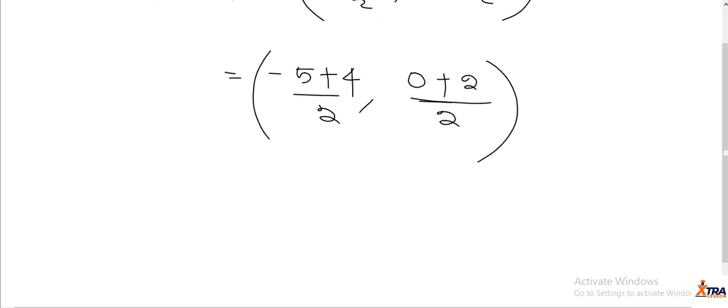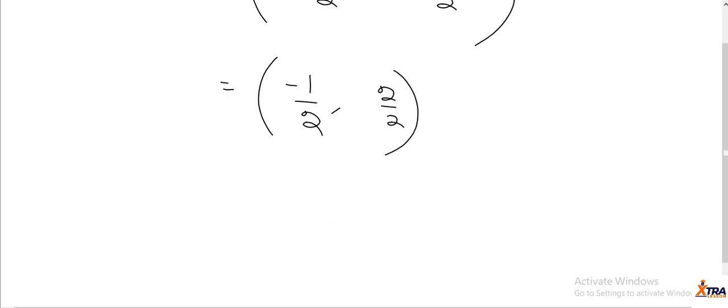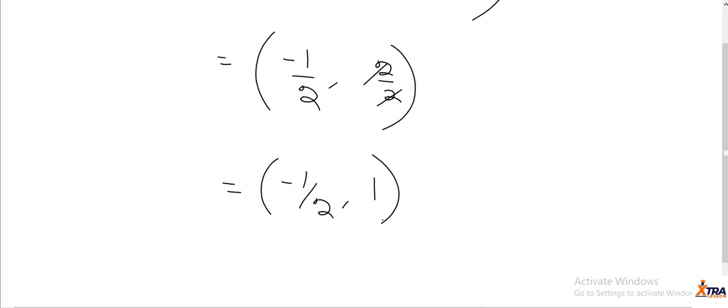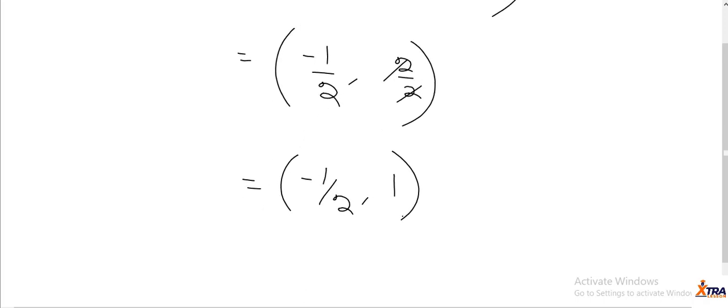So let's simplify. We have -5 plus 4, we have -1 over 2, comma, 0 plus 2, we have 2 over 2. So we have equals to -1 over 2, comma, 2 cancel 2, we have that equals to 1. So the midpoint between X and Y is (-1 over 2, 1).